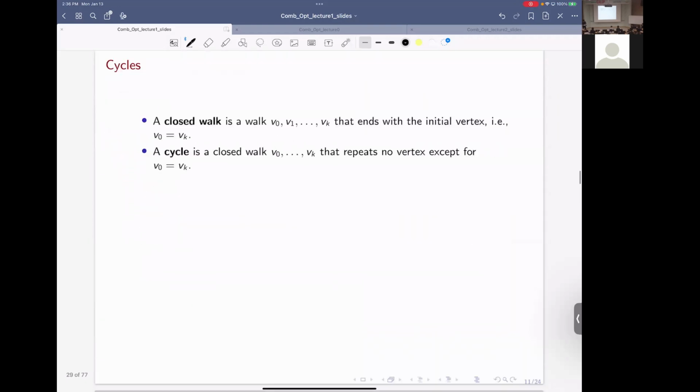A cycle is similar to the concept of path in the sense that a cycle doesn't allow repetitions. It's a closed walk, but no vertex inside is repeated, except for the first one. So that's the cycle.